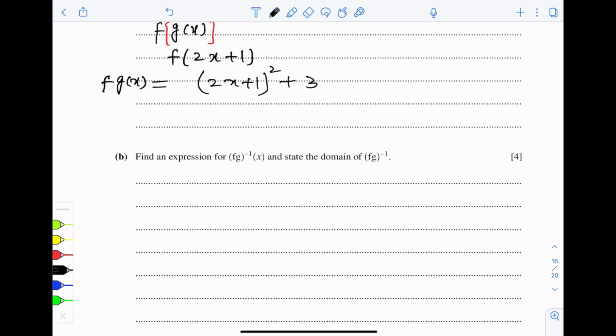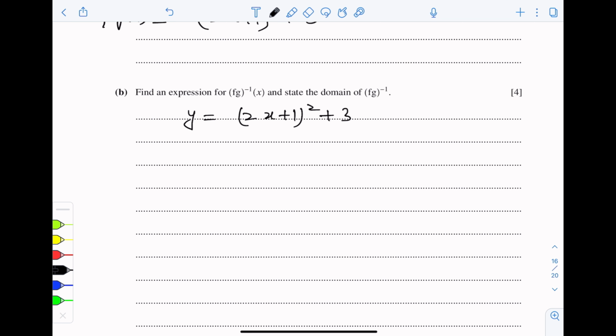Next is find an expression for fg inverse x. We have found fg. Now we have to find its inverse. So for the inverse, what do we do? First of all we will put fg(x) equal to y. So y = (2x + 1)² + 3. From here we make x the subject. (2x + 1)² is equal to y - 3.